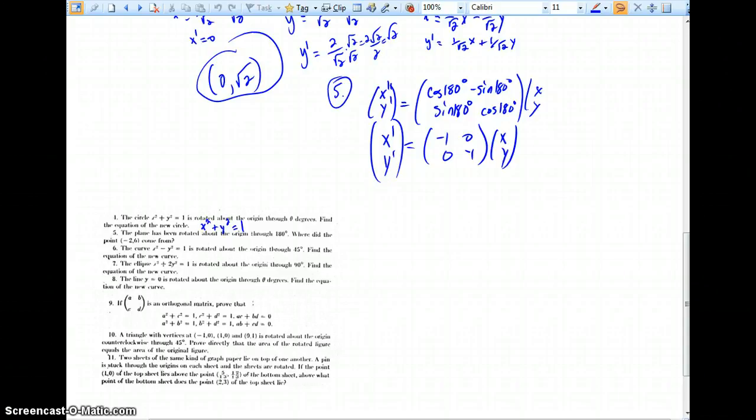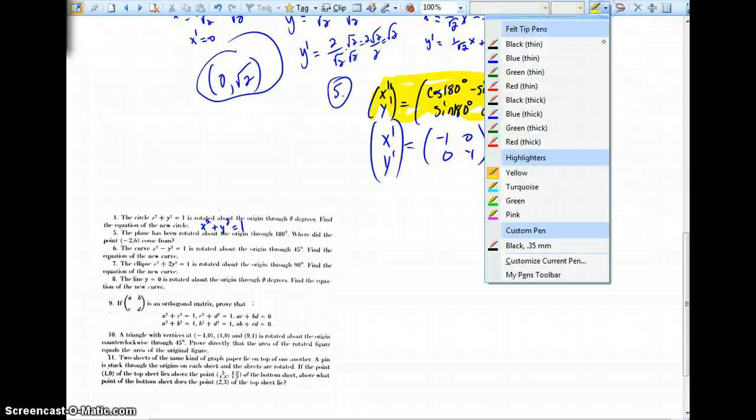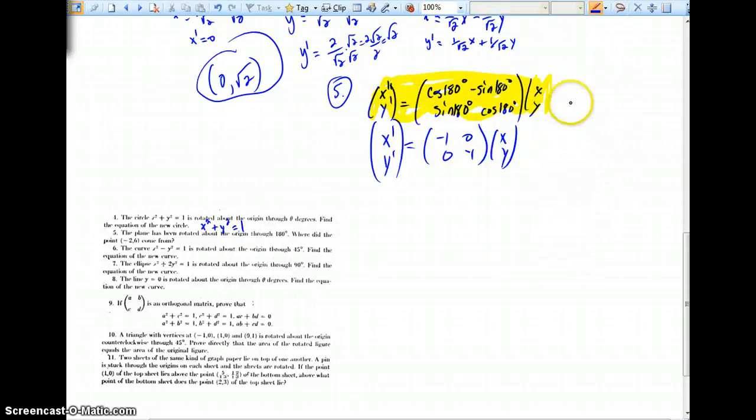Well, you can see from where we left off, we know that the image and pre-image are related through this matrix equation. Following down below, you can very quickly multiply the matrix [-1, 0; 0, -1] by (x, y), this 2 by 1 matrix. You can do that on the 89 certainly, but let's review how to multiply matrices. We're going to go row by column.